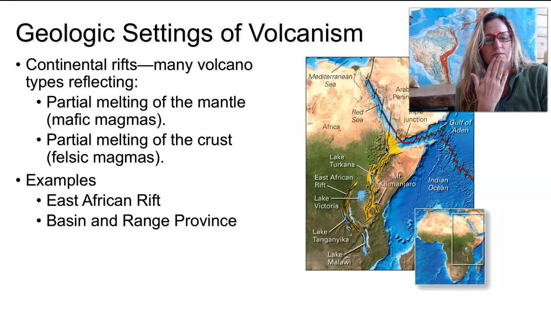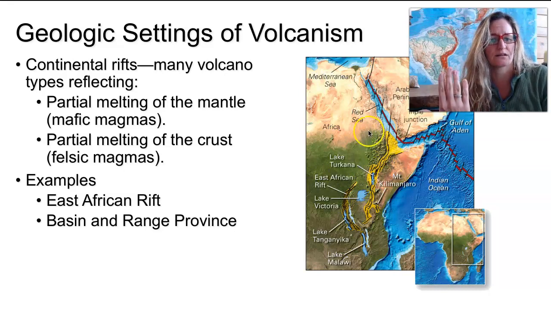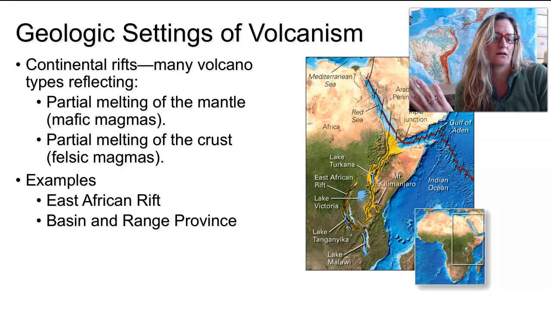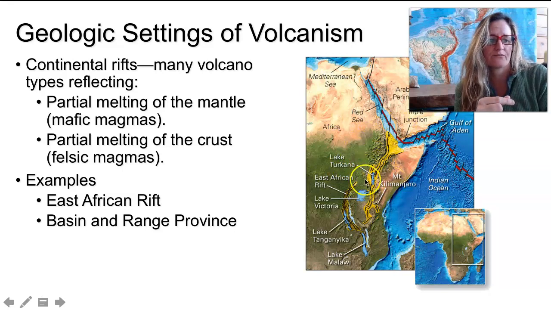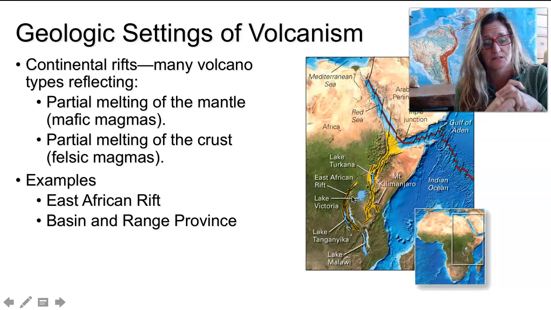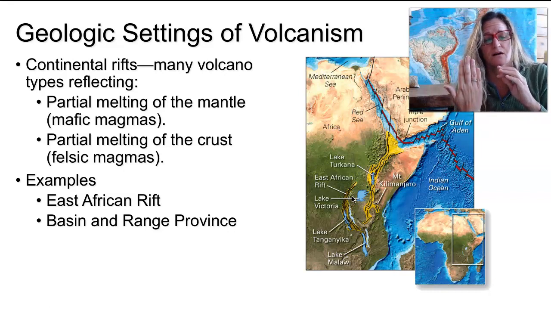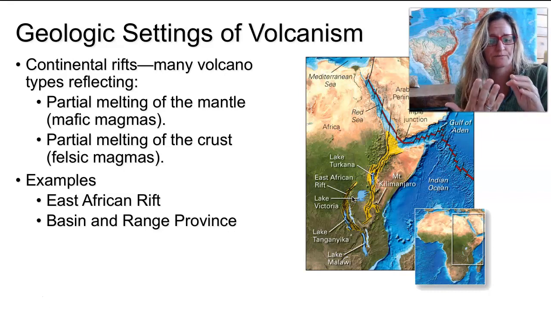The chemistry of the melts is going to be kind of varied. Depending on if there's partial melting in the mantle, we'll get mafic magmas, and if there's partial melting in the crust, then there's going to be felsic magmas. So the composition really varies.